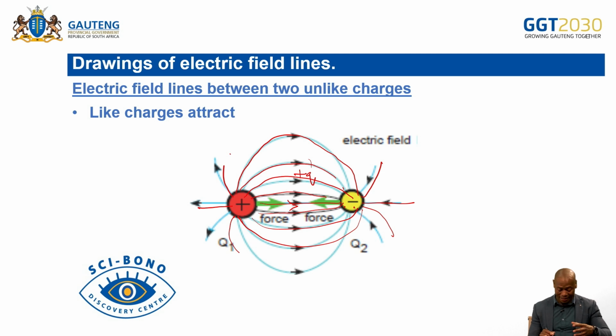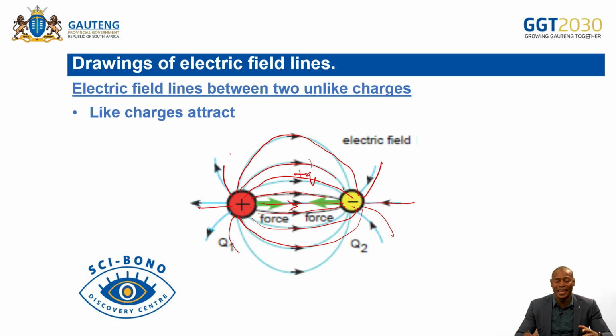So that is why the direction is from what? Is from positive to negative. Because this positive test charge will move away from this positive electric charge and also move towards this negative electric charge. Hence the direction will be from positive to negative. Okay, so I hope it's making sense. So that is between positive and negative charge.